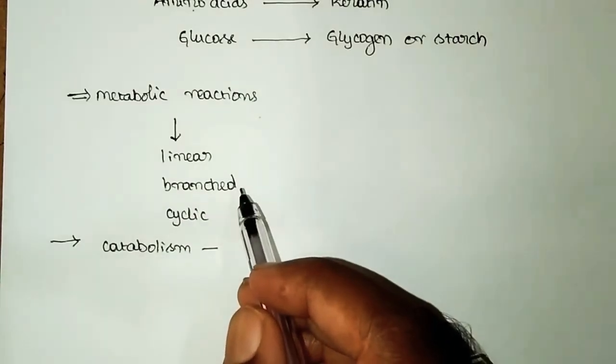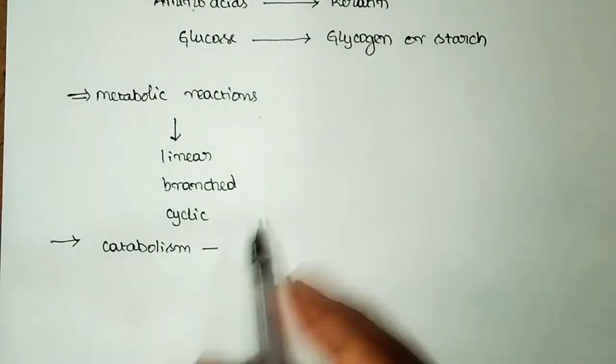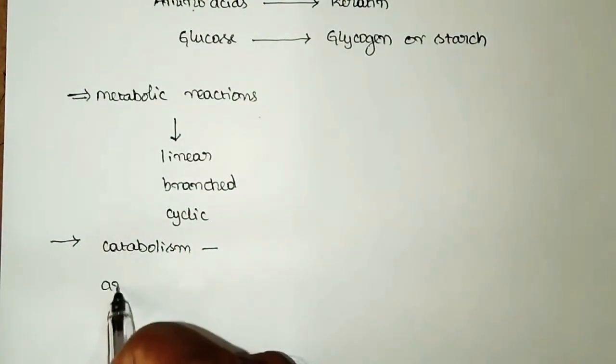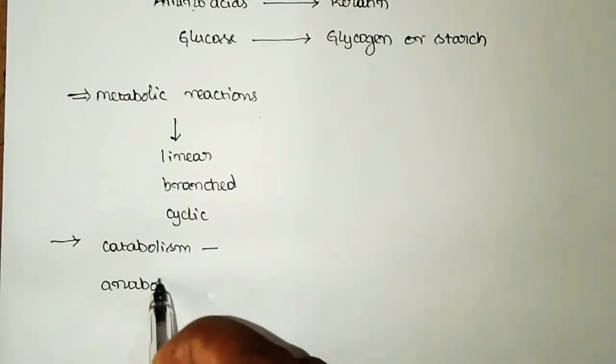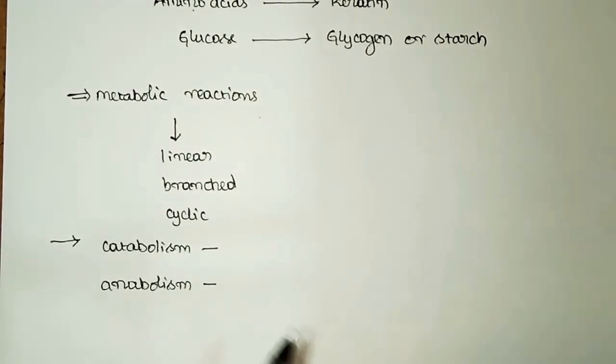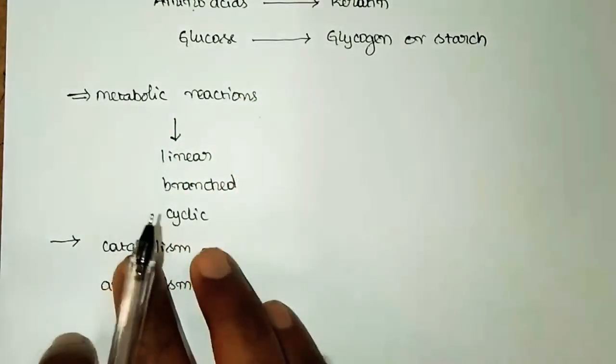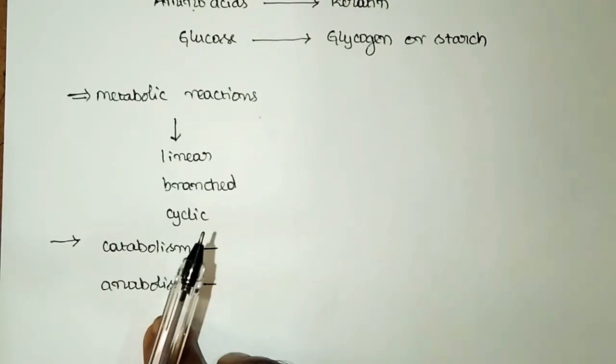several starting materials will be used to convert into a single product. But in the case of anabolism, unlike catabolism, a single precursor will be converted into several products. So these two are exactly opposite to each other.